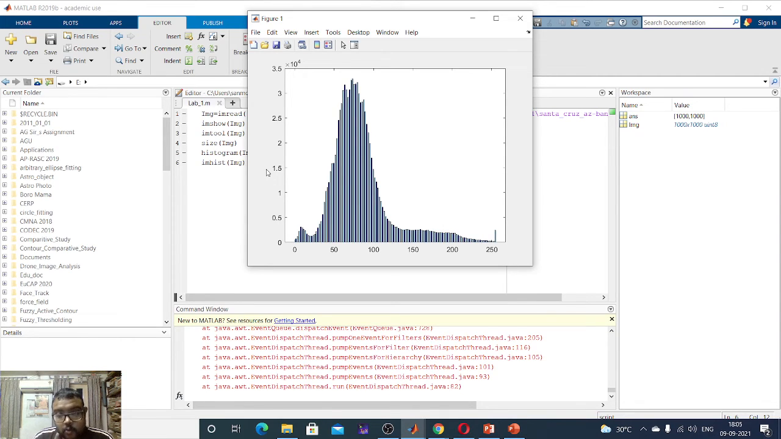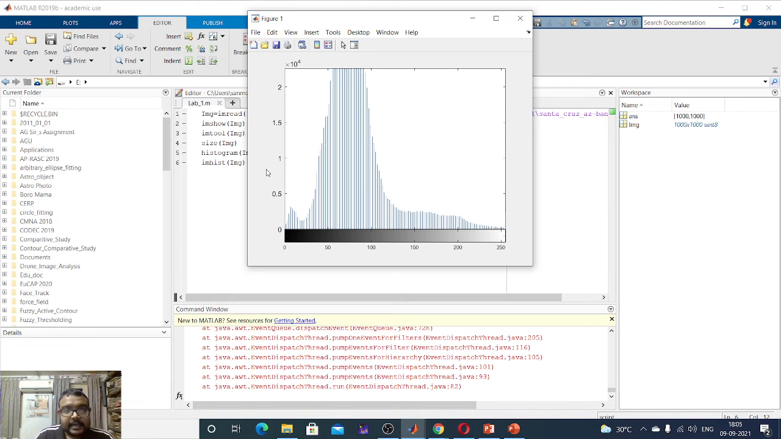No. One difference is that when I am plotting the histogram, the histogram function doesn't know the range of data. What is the range of the x-axis, or what is the maximum intensity present in the image? So what is happening? It was searching again and again, doing the searching process. So it is taking the time.